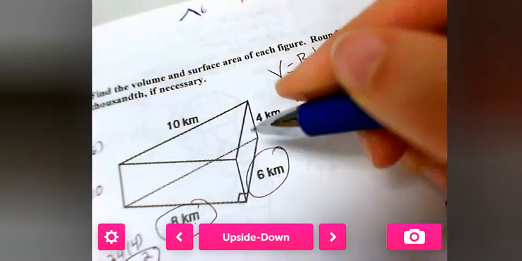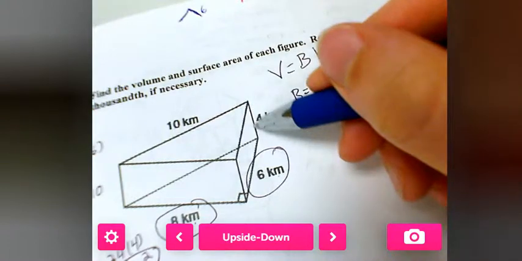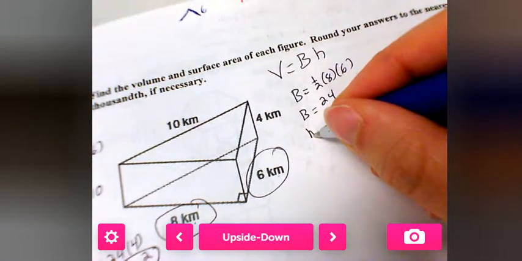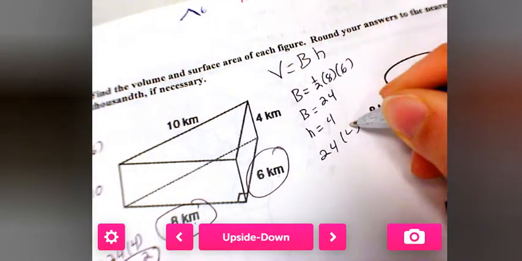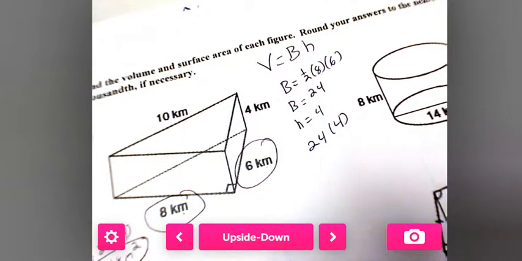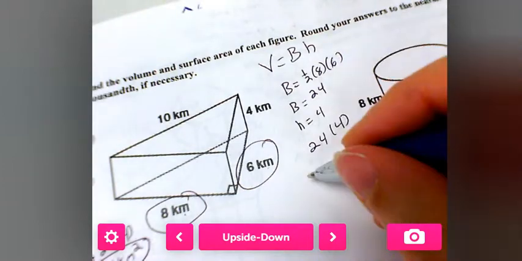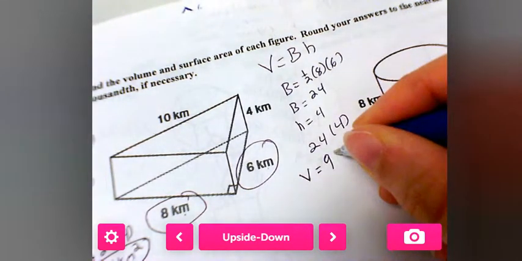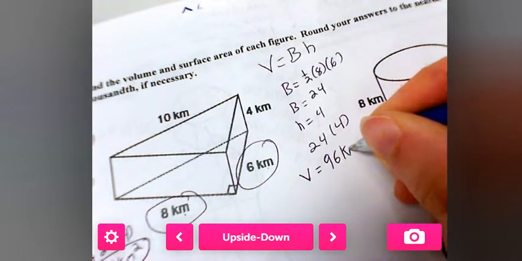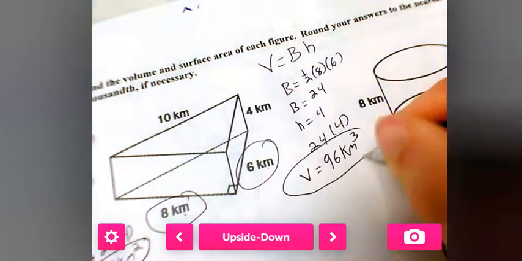And what's the height? How tall is this? Or the distance between two bases? 4. So I'm just going to go 24 times 4. What's that give me, guys? 96 what? Kilometers cubed. Good. Okay.